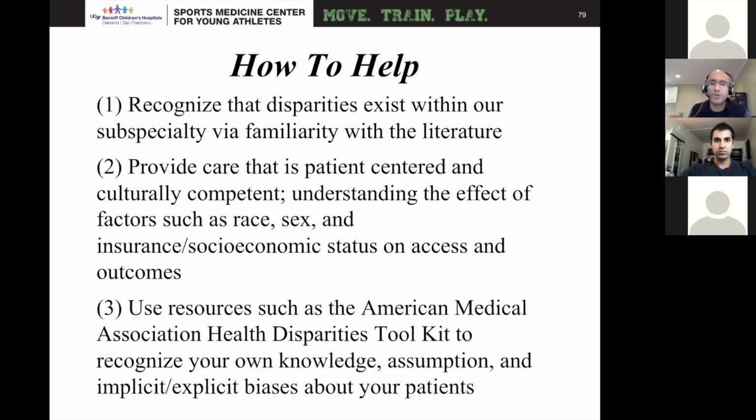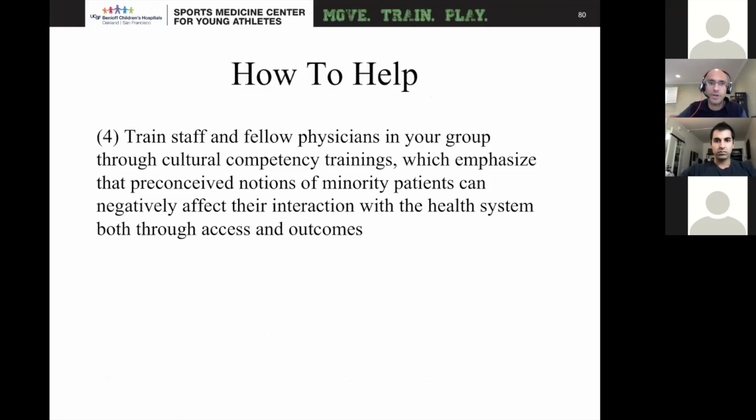The American Medical Association has this health disparities toolkit that basically allows you to recognize your own knowledge assumptions, look for your blind spots. You can see, oh wait, I never thought that this was the way that I was thinking about care received. Maybe I didn't think about gender. Maybe I didn't think about how coming from a rural area impacts their care. So just look at what your blind spots are.